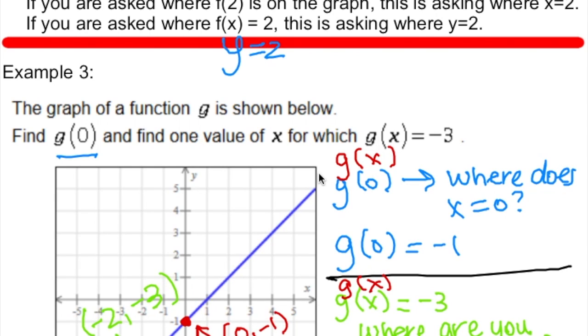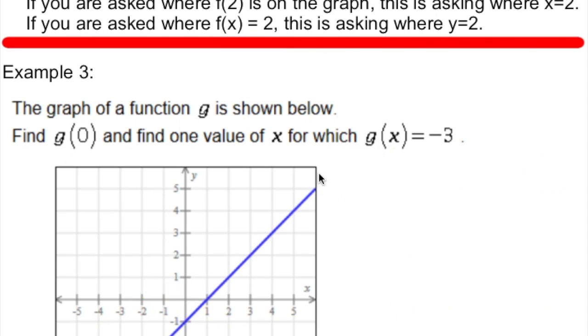So then we can say that g of -2 equals -3. So in other words, if you input -2, you get the output, the y value that they told us, of -3.